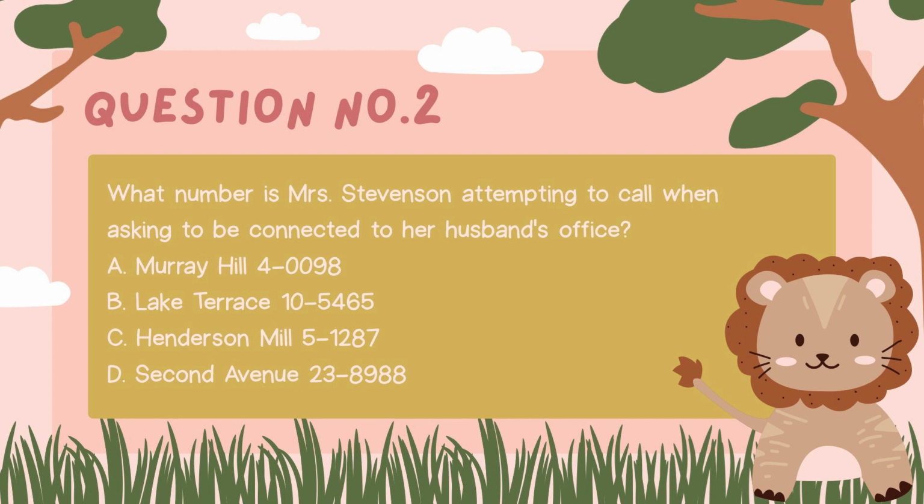Are you ready for question number 2? Here we go. What number is Mrs. Stevenson attempting to call, asking to be connected to her husband's office? A. Murray Hill 4-0098. B. Lake Terrace 10-5465. C. Henderson Mill 5-1287. Or letter D, 2nd Avenue 23-8988.